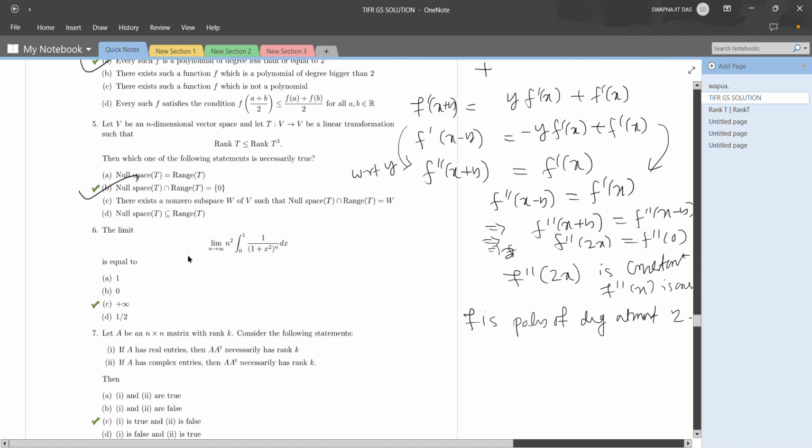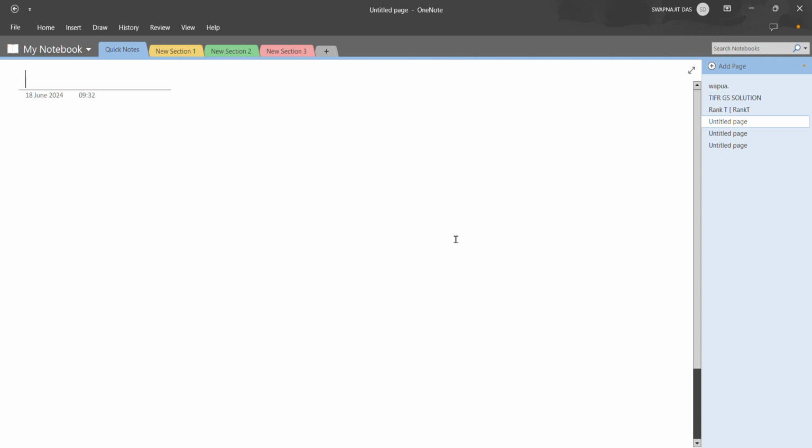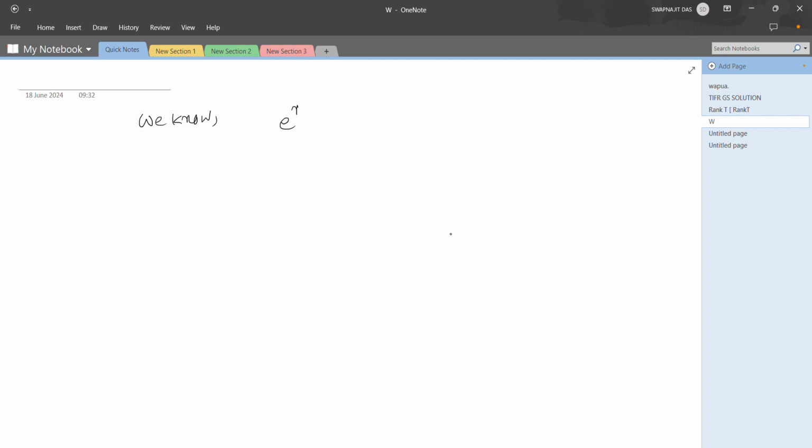Problem number 6. The limit as n goes to infinity of n square times the integral from 0 to 1 of 1 by (1 plus x squared) power n dx. It's a technical problem. It's not so straightforward. So you know e power x square is greater than 1 plus x square, from the expansion of e power x square. Then e power n x square is greater than (1 plus x square) power n.